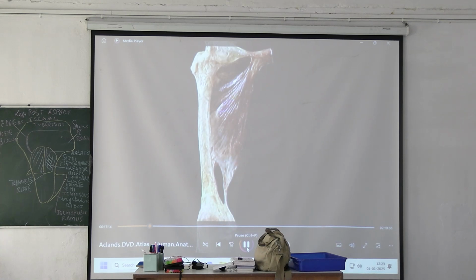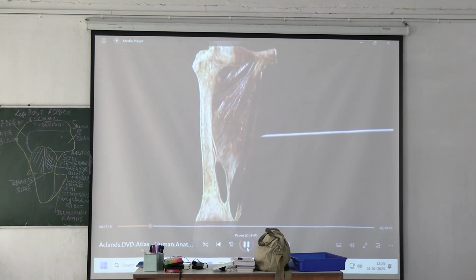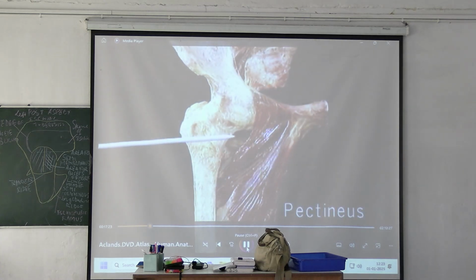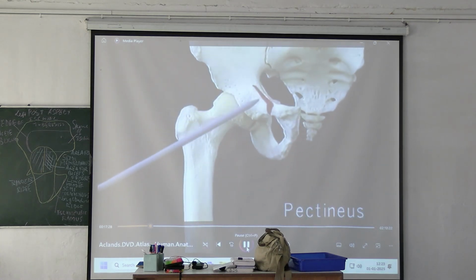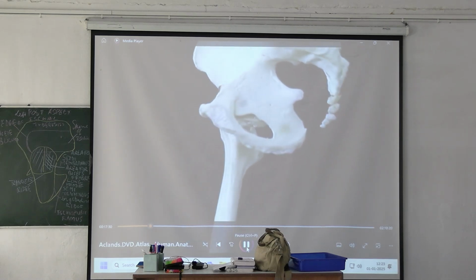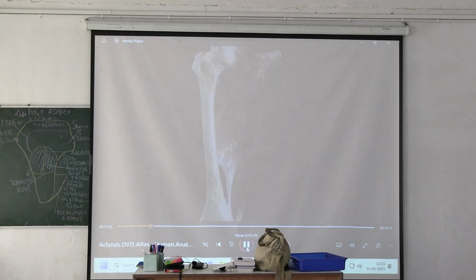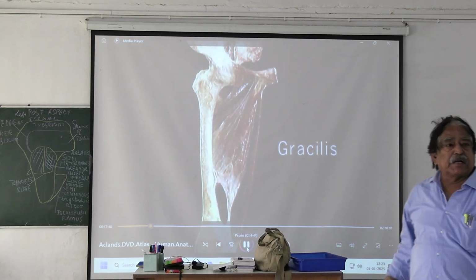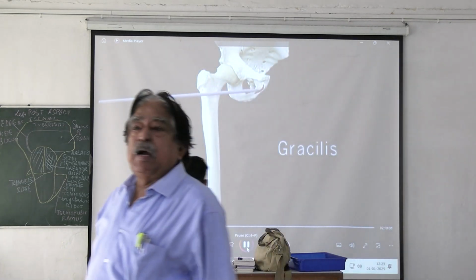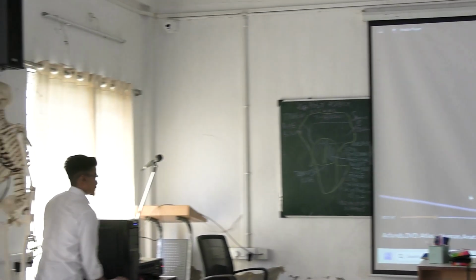The other two adductor muscles are a short muscle, pectineus, and a very long muscle, gracilis. Pectineus is the shortest of the adductors. It arises from this line on the superior pubic ramus. It inserts here, just in front of adductor brevis. Gracilis is the most medial of all the thigh muscles. It arises here on the pubis and runs all the way down here to the tibia.